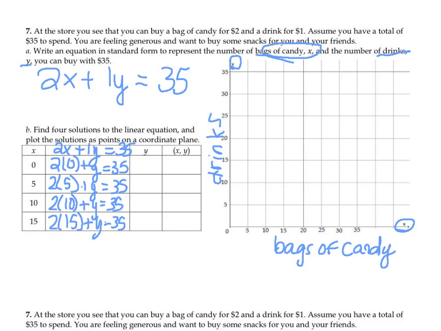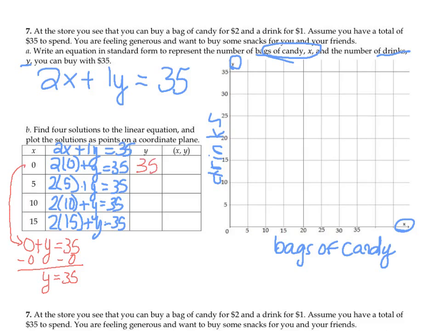And I'm going to say 2 times 0. 2 times 0 is just 0. So I have 0 plus y equals 35. That's that first equation. So I'm going to subtract 0 from both sides, I guess. Gives me y equals 35.